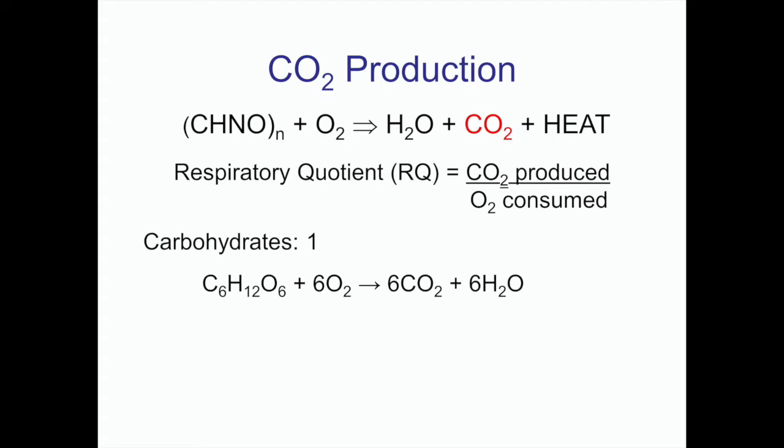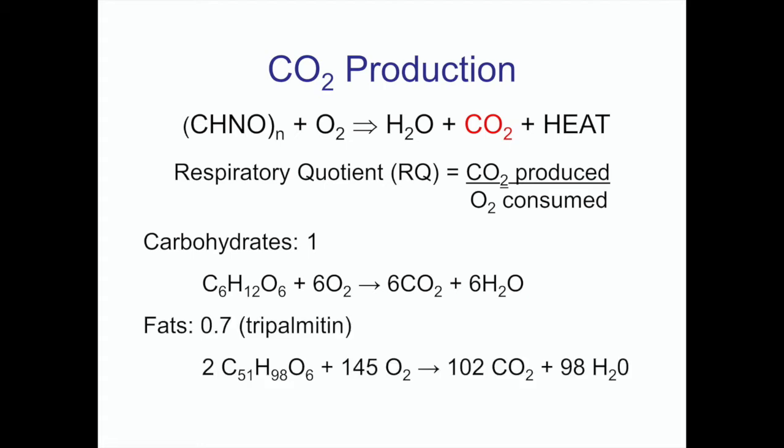For example, with carbohydrates such as glucose, there are 6 oxygens consumed for every 6 carbon dioxides produced, giving an RQ of 1. So a calculated RQ value of 1 tells you the animal is burning carbohydrates. For fats, the RQ is about 0.7, as you can see from this tripalmitin example, with 102 CO2 molecules produced for every 145 oxygen molecules consumed, a ratio of about 0.7.